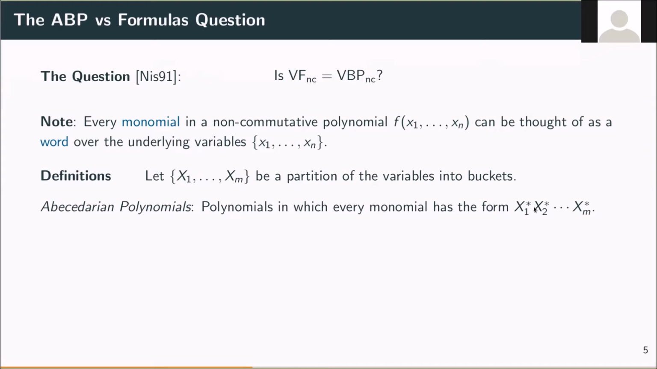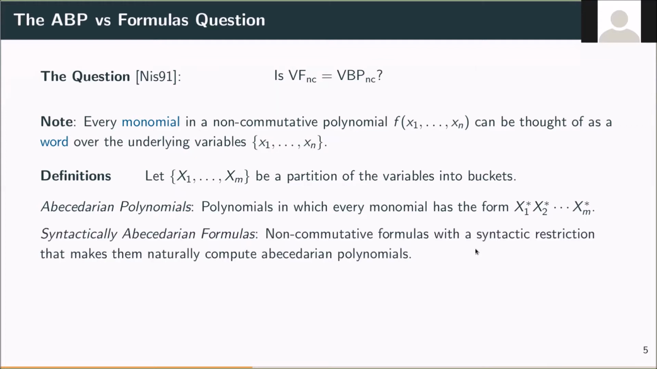That is, you start at bucket X1 and can choose to include as many variables from the bucket X1 as you want. You may even choose to not include any variable from this bucket. But once you have moved on to X2, you are not allowed to touch the bucket X1 again. For example, if capital Xi is the singleton set consisting of just small xi, then the monomial x1, x1, x2 is allowed to be present, but not x1, x2, x1. So that's what an ABCD polynomial is.